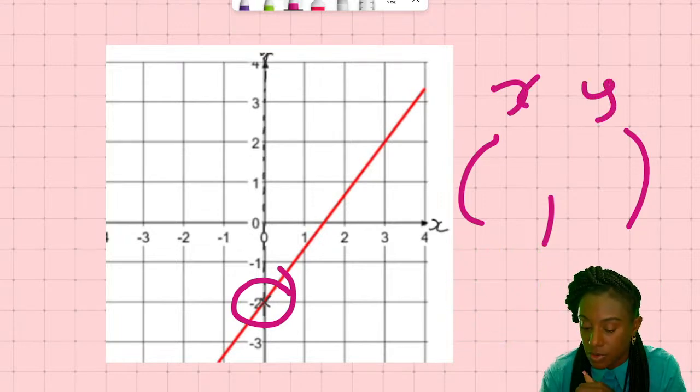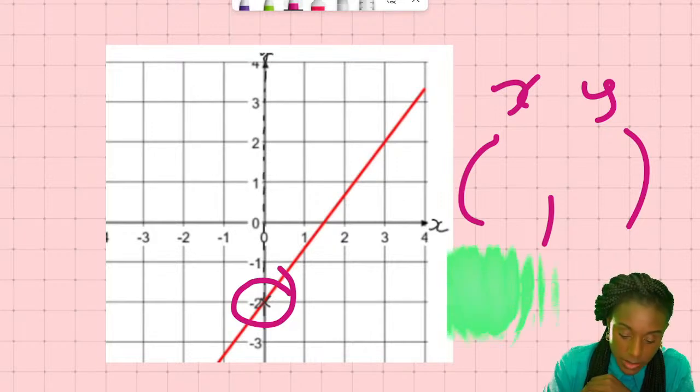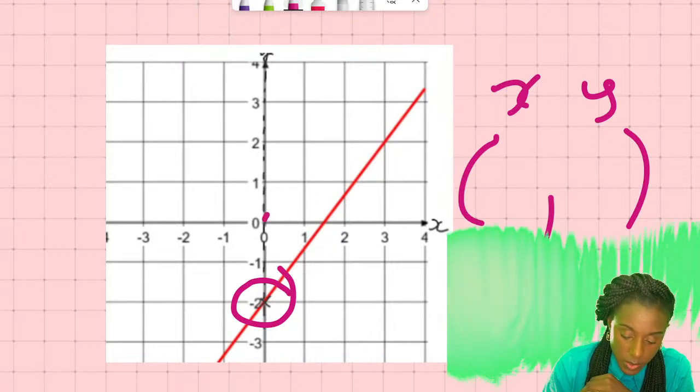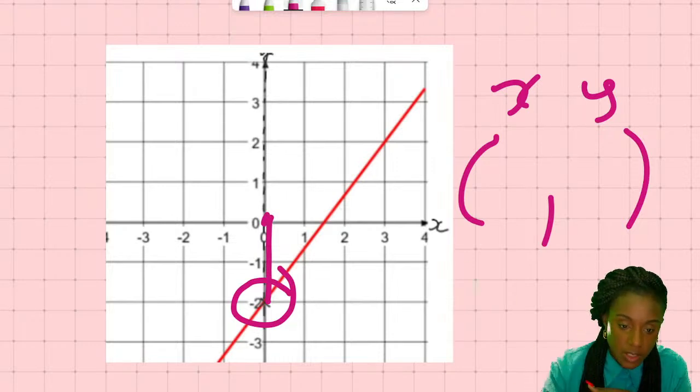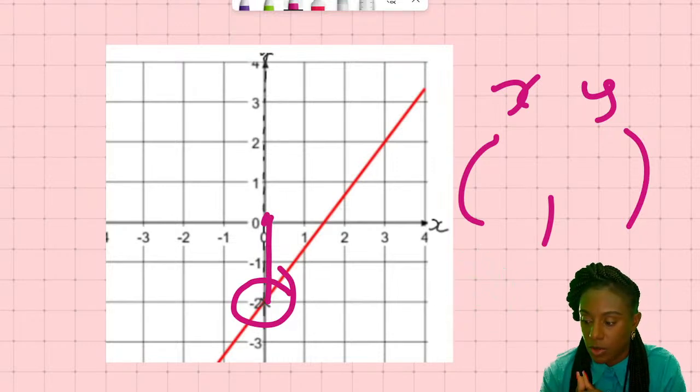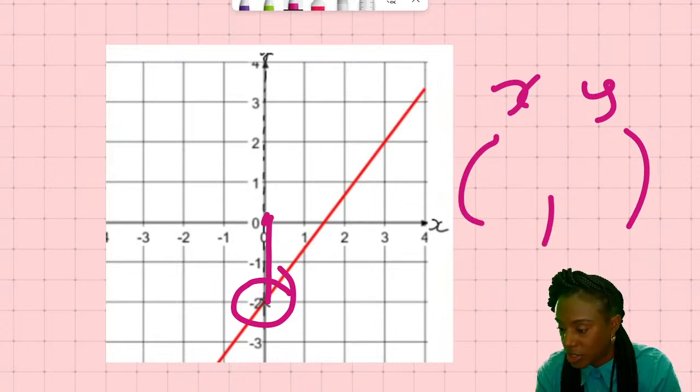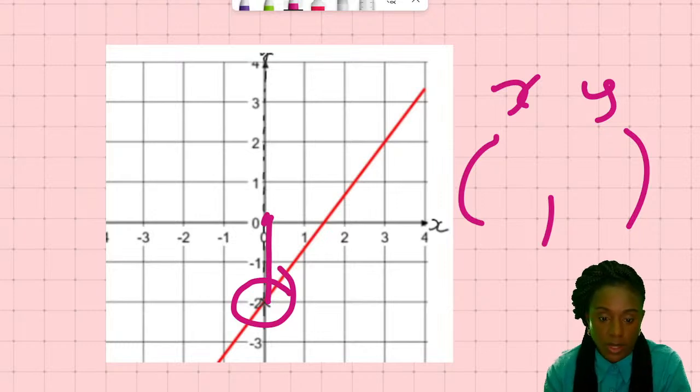Excellent. 0, negative 2. Okay, because on the x-axis we add 0 here and then we go down to negative 2 on the y-axis. So always remember, in the alphabet, x comes before y. So whenever you're writing your coordinate, the first number comes from the x-axis, the second number comes from y. Excellent. Cashel and Janae and Kayla and everybody else who said 0, negative 2.